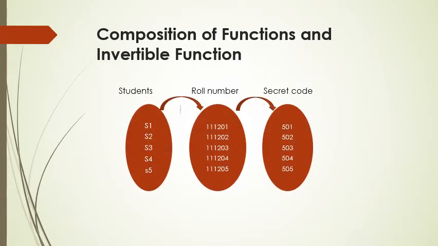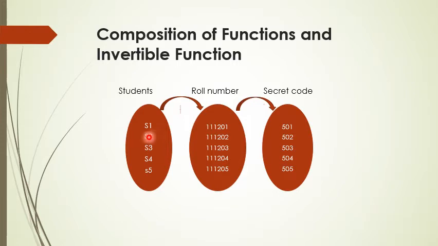Here you can see three circles. Circle 1 indicates students of class 12, circle 2 indicates the roll numbers of class 12, and circle 3 indicates the secret code. You know that the roll numbers of students will be changed to secret codes during the evaluation process in the public examination. Here, assume that the roll number of student S1 is 111201 and the secret code of this roll number 111201 is 501.